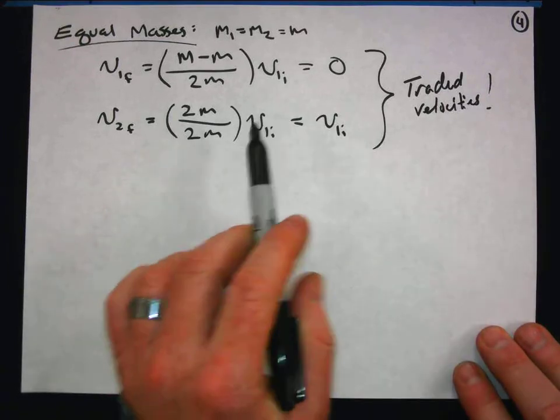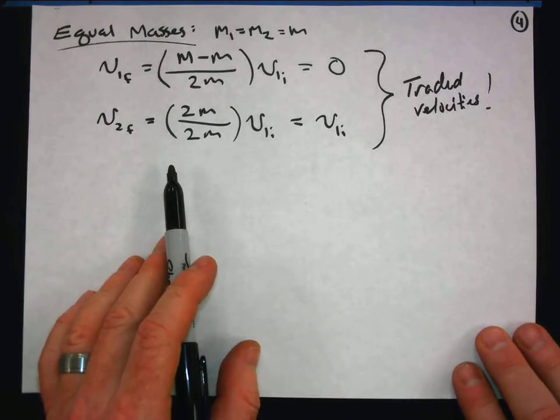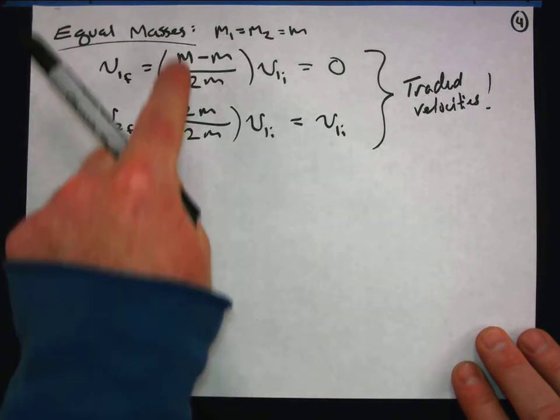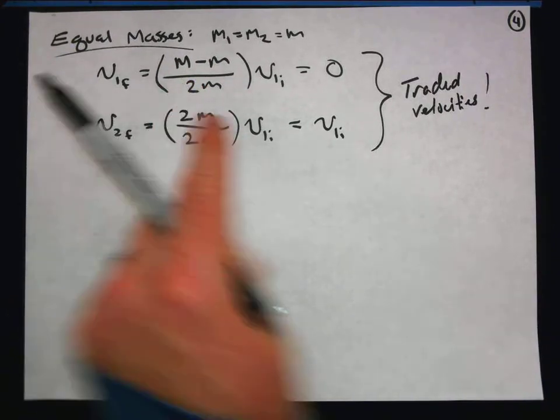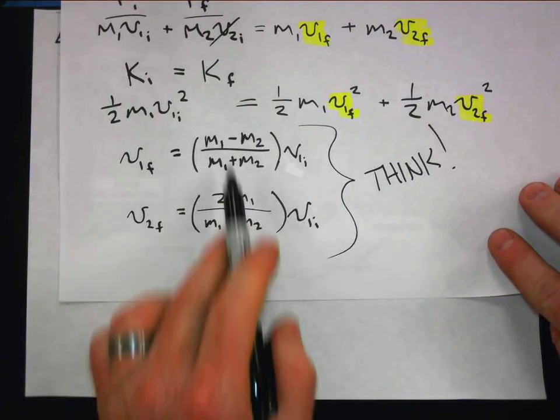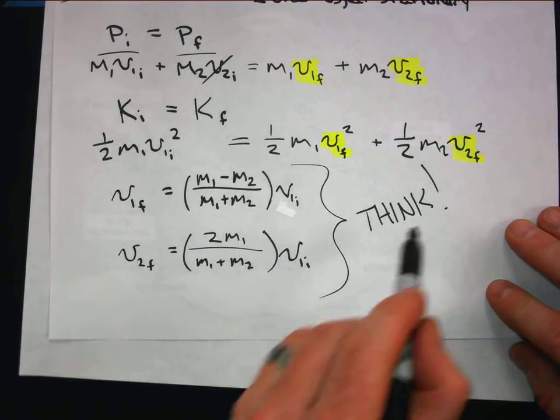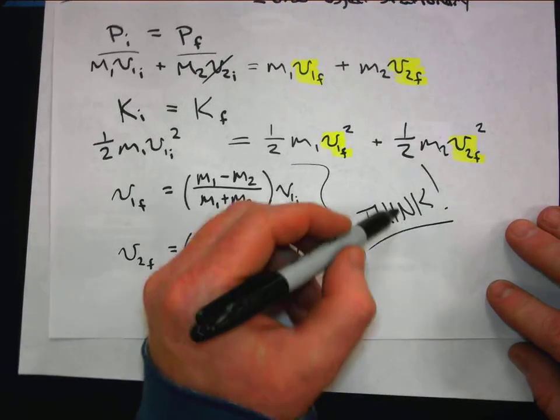Rigorous. And make sure you can see what I'm doing when I set the masses equal to each other. I'm simply coming from these two equations here. Remember, this is what we're trying to do right here. This guy right here.